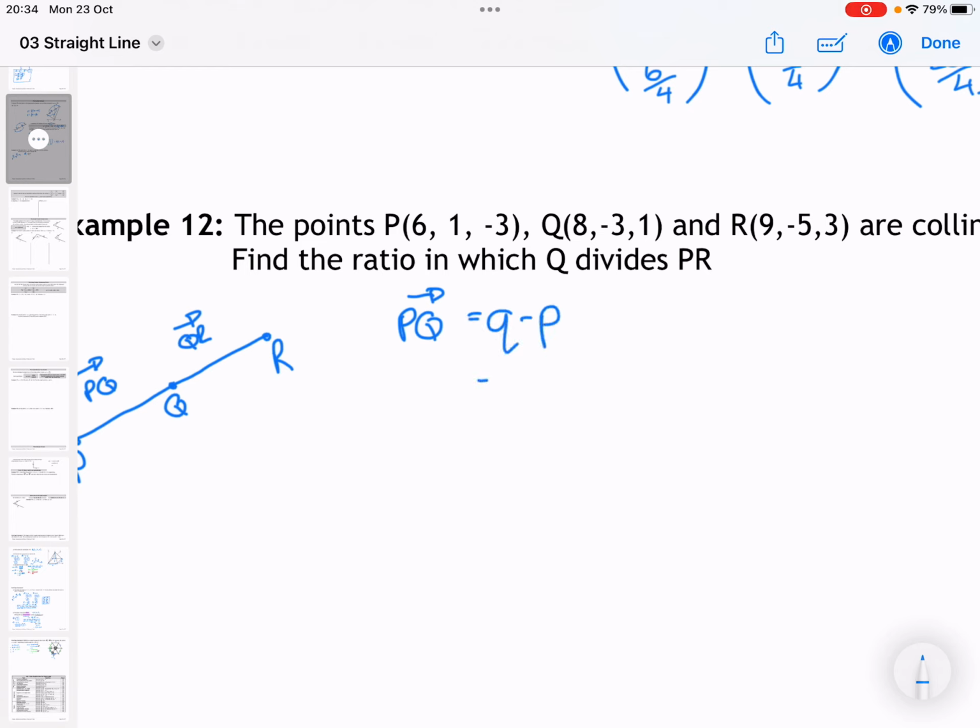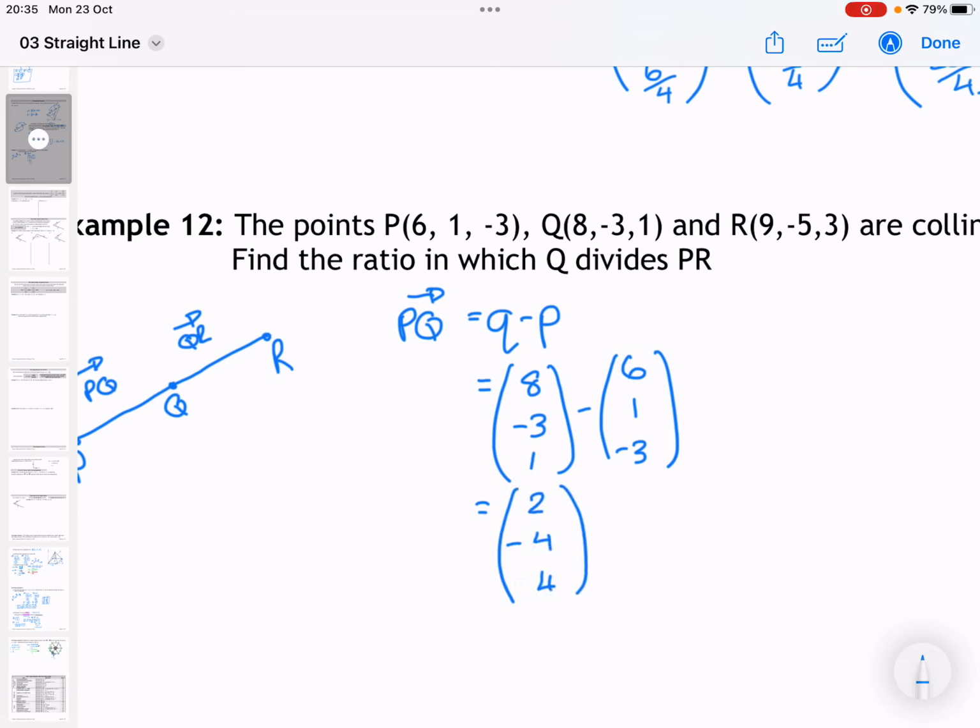Now, I still write this when I'm teaching it. If you've stopped writing the Q minus P, that's okay. But I keep going because that's how it's in my brain. Okay, so we are 8 minus 3, 1. Minus P, which is 6, 1 minus 3. If we subtract them, we get 2 minus 4, 4.